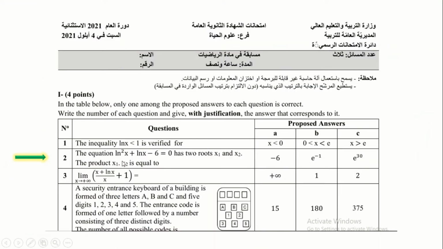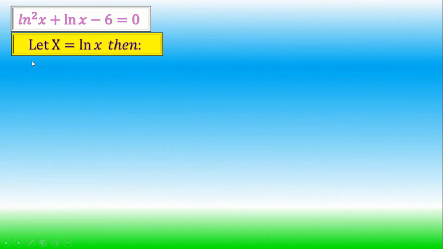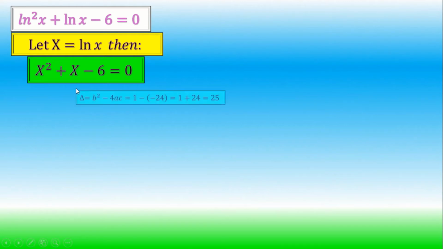The equation ln square x plus ln x minus 6 equals 0 has two roots, x1 and x2. Now let's find the product of these two roots, x1 and x2. If you note something, we have ln square x plus ln x minus 6. If we take capital X equal ln small x, can't we say in this case that X squared plus X minus 6 equals 0? Isn't it a quadratic equation? If we solve this quadratic equation, then we can get the solution.